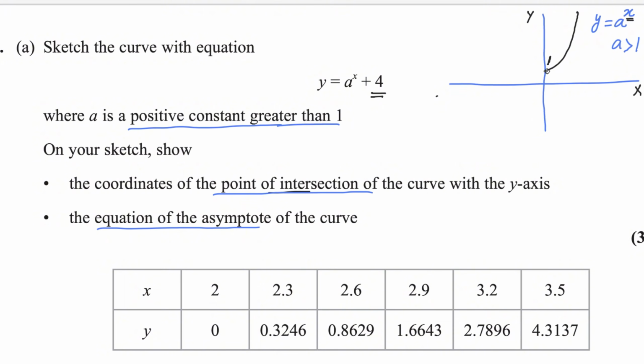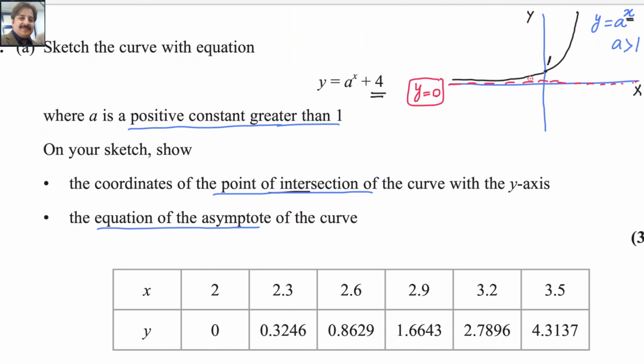With the negative x values, as the value of x decreases, the value of y also decreases. It approaches 0 but never crosses this line. Therefore this line is called the line of asymptote, the horizontal asymptote. This x-axis line is the horizontal asymptote, and the equation of the horizontal asymptote is y equals 0. Hopefully you understand how to sketch this one.